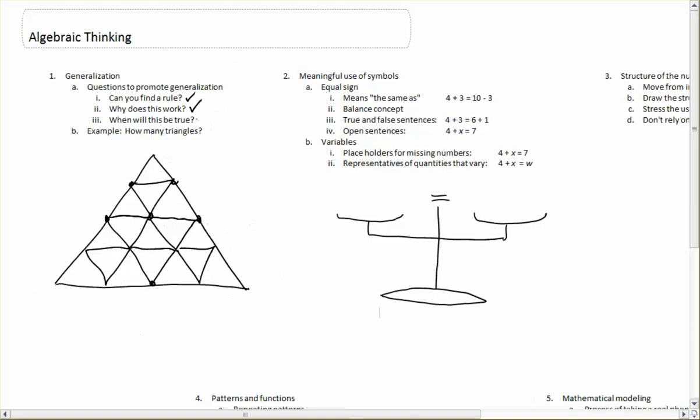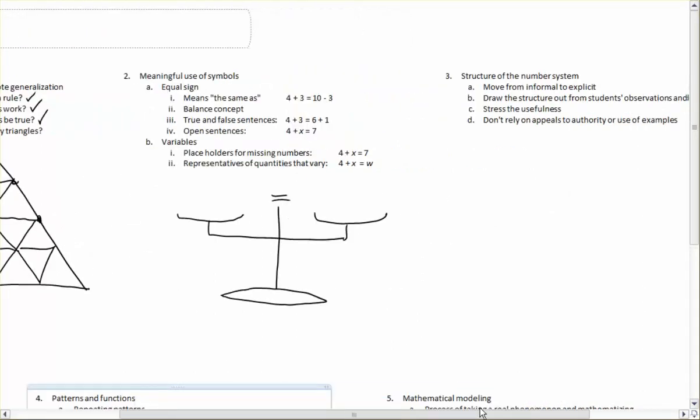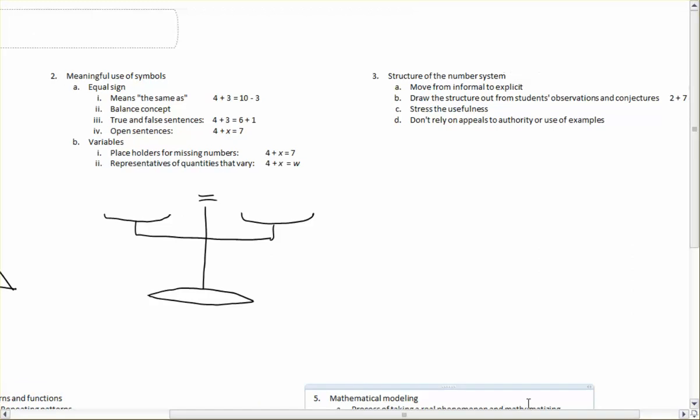Understanding those ideas helps them think beyond the specific scenario to the general ideas underlying it. Or, when will your rule be true? Will it be true for all steps or just some? Those are important ideas for kids to wrestle with. And the main idea here is they can take these ideas and use them in other situations as they need. So generalization, a very important part of algebraic thinking.